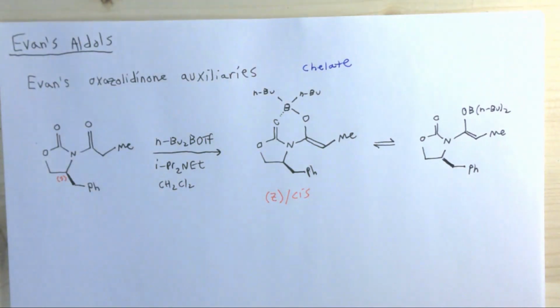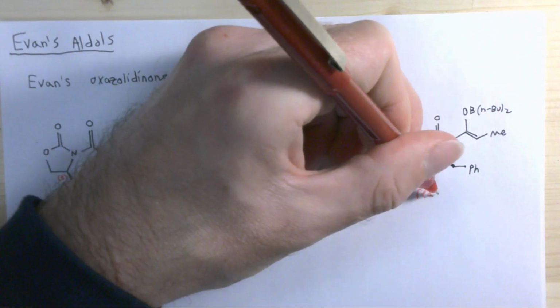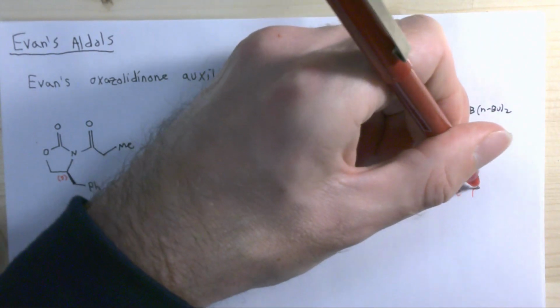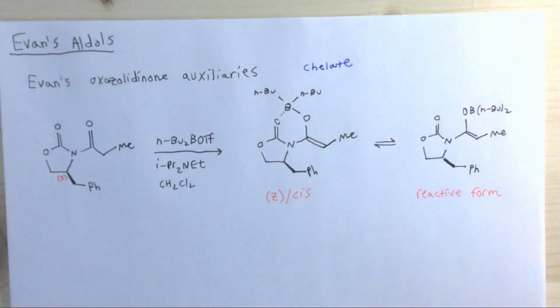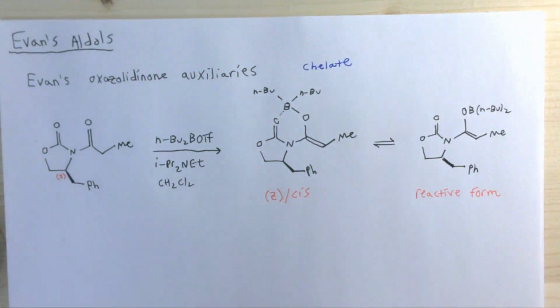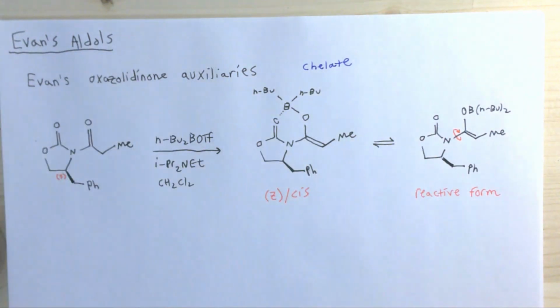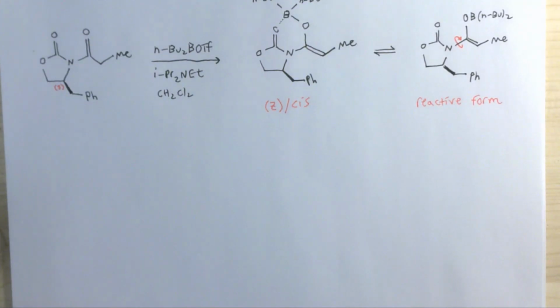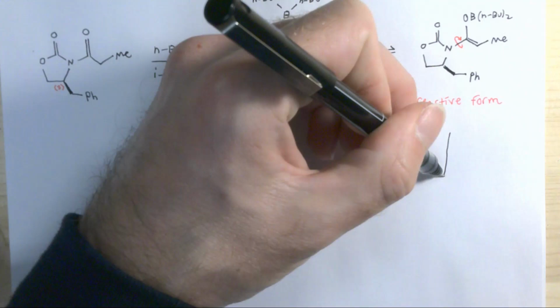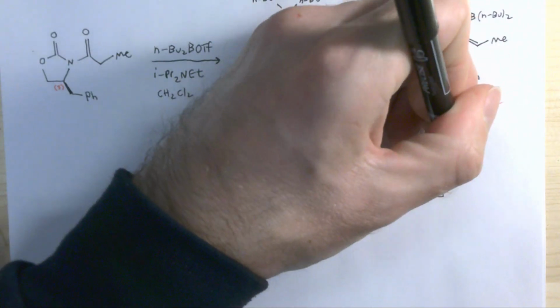So that's going to look something like this. And again, this is the reactive form. And so what that means is that this bond right here has free rotation. And we're going to see that come into play in the Zimmermann-Traxler transition state that we're going to form. So once we form this enolate, let's suppose I'm going to add some isobutyraldehyde.